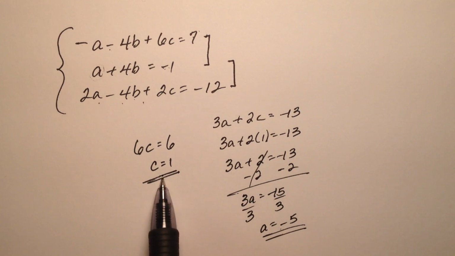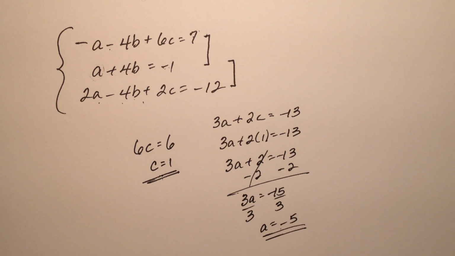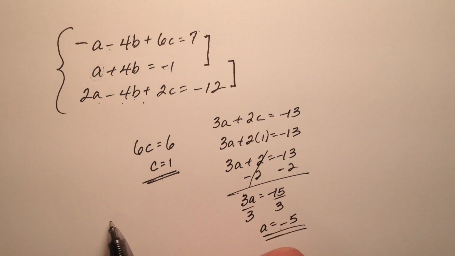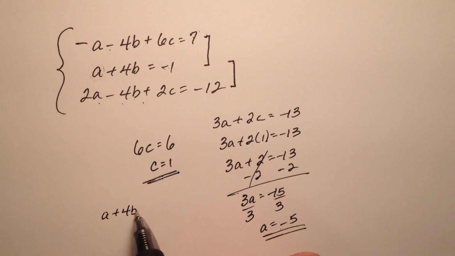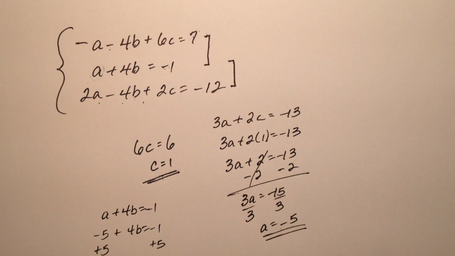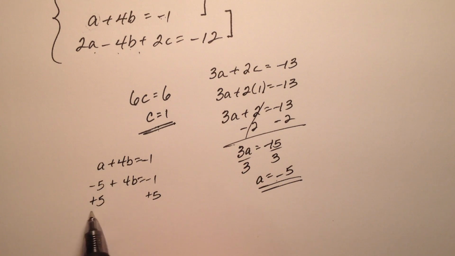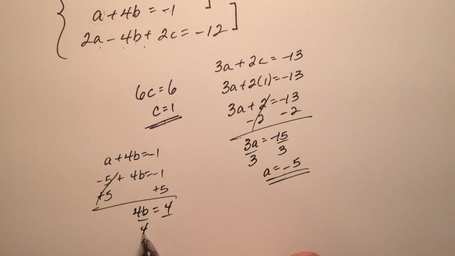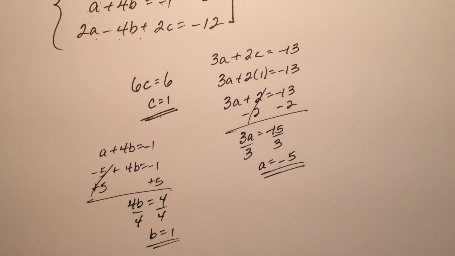Okay, well I have a and I have c, so let's go ahead and plug it in for one of these equations to find b. Well, it looks like this is probably the simplest equation. It only has a and b here. So a plus 4b equals negative 1. So I'm going to go ahead and plug my value of a in. So I'm going to add 5 to both sides. When I do that, my 5's cancel there. 4b equals 4. And it looks like b will equal 1.